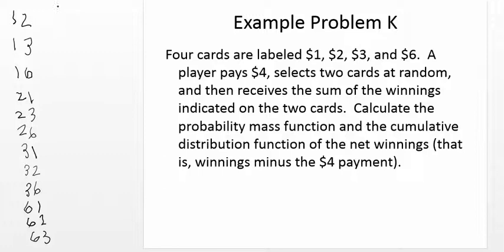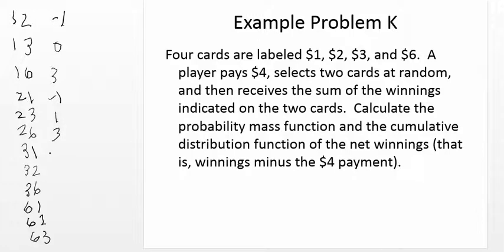What is the net winnings for each of these? The first case we have 1 plus 2 is 3 minus the $4 we pay, and so the net winnings is minus 1. 1 plus 3 minus 4 is 0. 1 plus 6 is 7, minus 4 is 3. 2 plus 1 is 3, minus 4 is minus 1. 2 plus 3 is 5, minus 4 equals 1. 2 plus 6 is 7, minus 4 is 3.